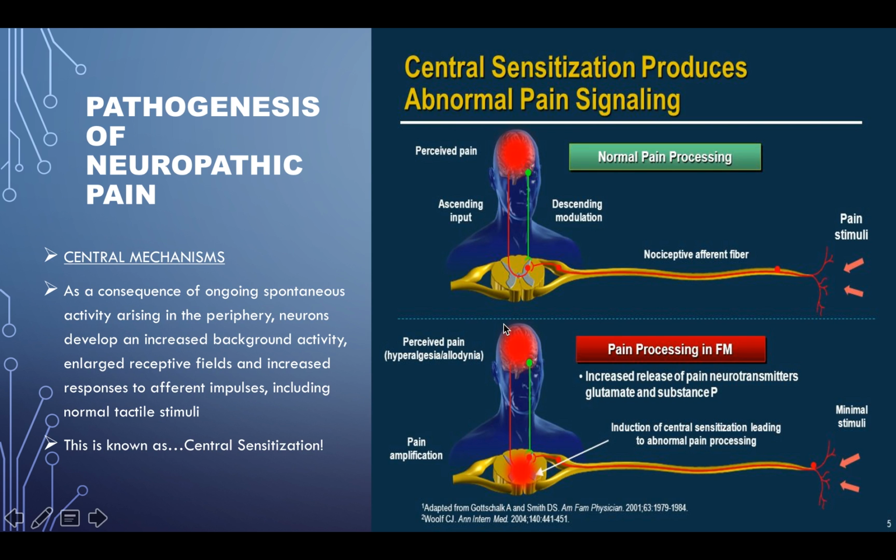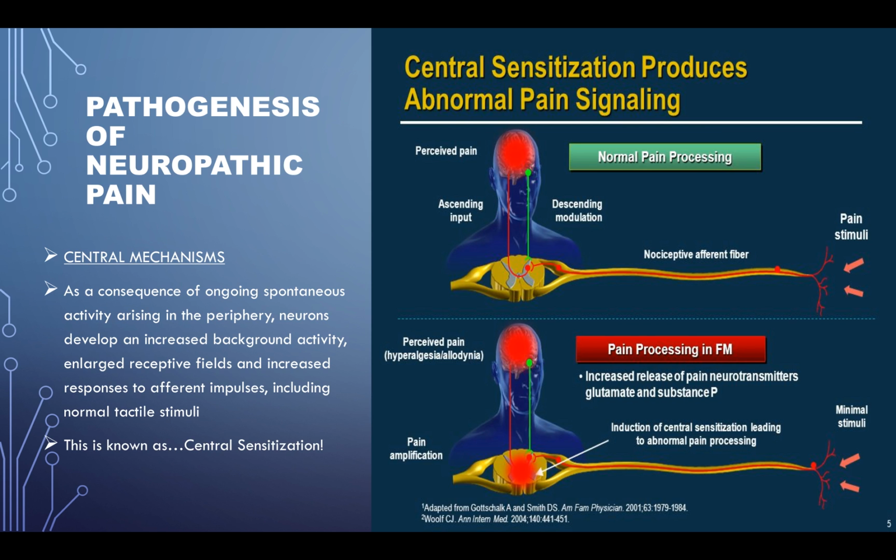Pathogenesis of neuropathic pain, talking about central mechanisms. As a consequence of the ongoing spontaneous activity arising in the periphery, neurons develop an increased background activity in large receptive fields. Remember, you have specific size receptive fields around the body, and those become enlarged. So basically, your body is in a heightened awareness and alert state, with increased responses to afferent impulses, including normal tactile stimuli. That is central sensitization. And again, just another cool little image.